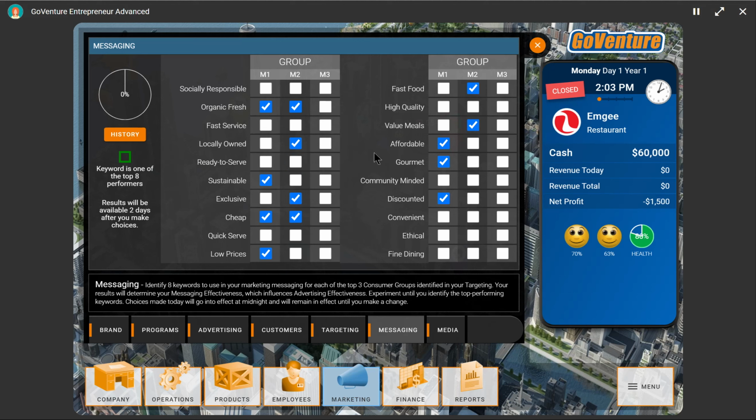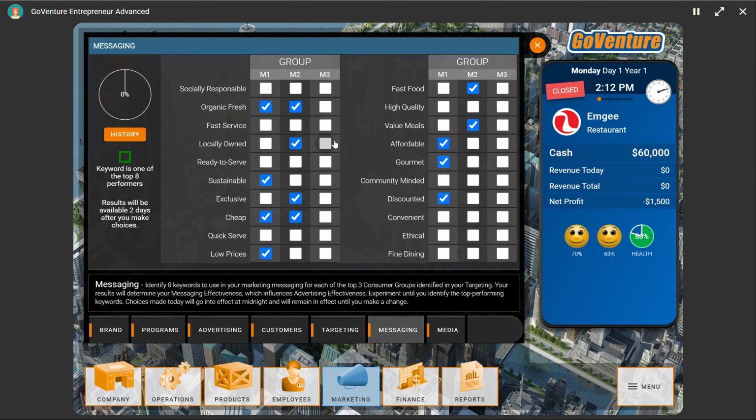And so what will then happen is, similar to how targeting works, at midnight, this will lock. So I can change it as often as I want today, Monday. Midnight comes, it locks everything for a day. And then when the day is done, it'll show me my results. And you'll see here in our legend, we have a green rectangle or outline that will appear over all the check marks that have the top performing keywords. So for example, if organic fresh performs really well for M1, I will see a green outline around this check mark, which indicates to me that that was a great choice. And so my objective then is to have green outlines around all of my selections, because that indicates maximum targeting, and that will make my messaging effectiveness as close to 100% as possible.